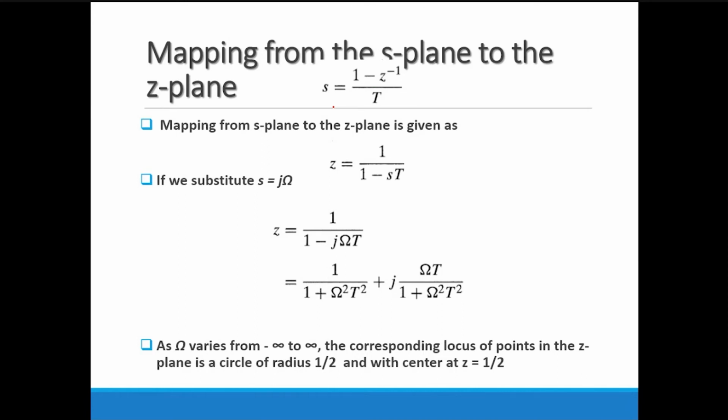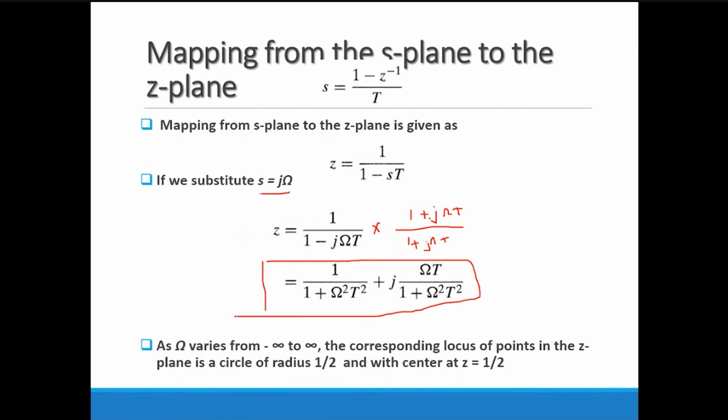Here we can write the equation for the s plane, that is s is equal to jΩ. So z is equal to 1 upon 1 minus jΩT. If you multiply this by 1 plus jΩT divided by the same factor, 1 plus jΩT, and simplify, you get this final equation for z. This is the real part of this equation, and this is the imaginary part.